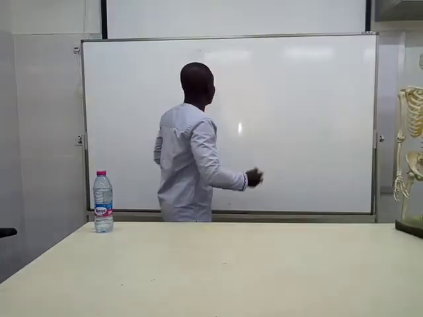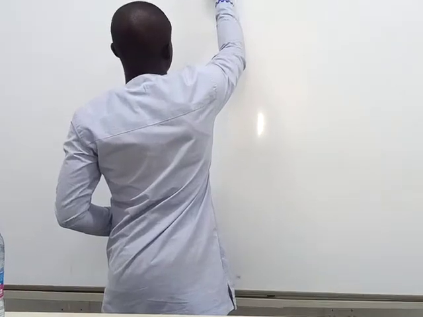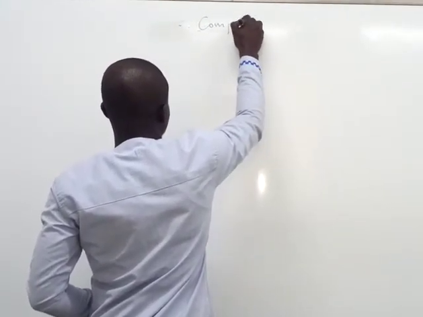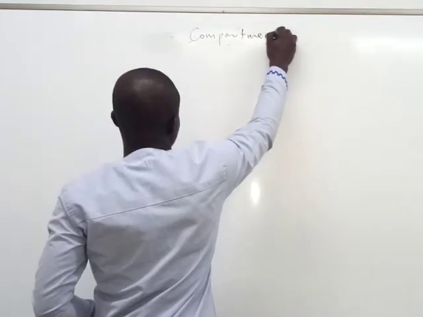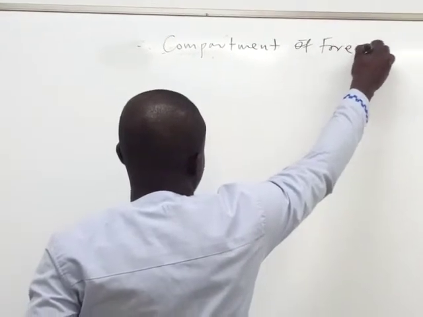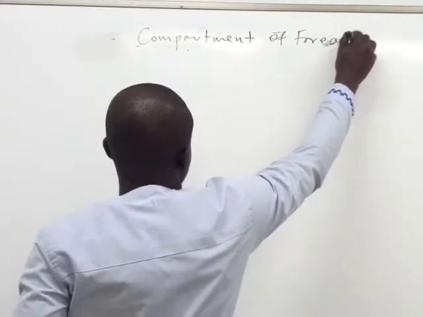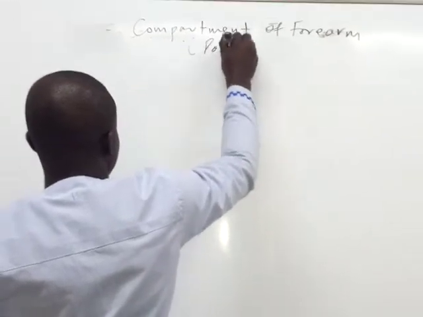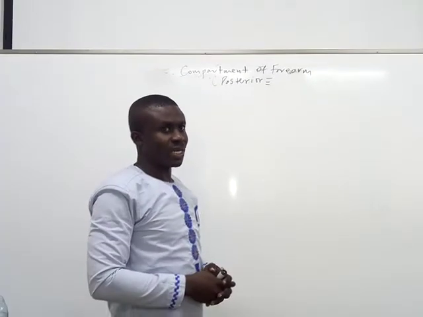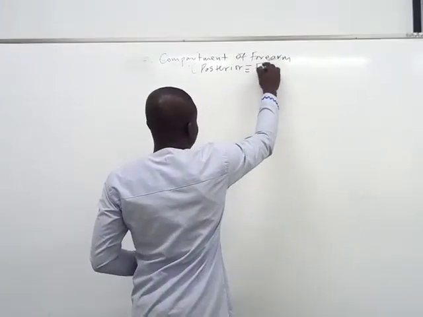Last time we met, we looked at the muscles that form the anterior compartment of the forearm, which were known as the flexors. Today we are looking at the muscles that form the posterior compartment of the forearm. Those muscles are known as extensors.